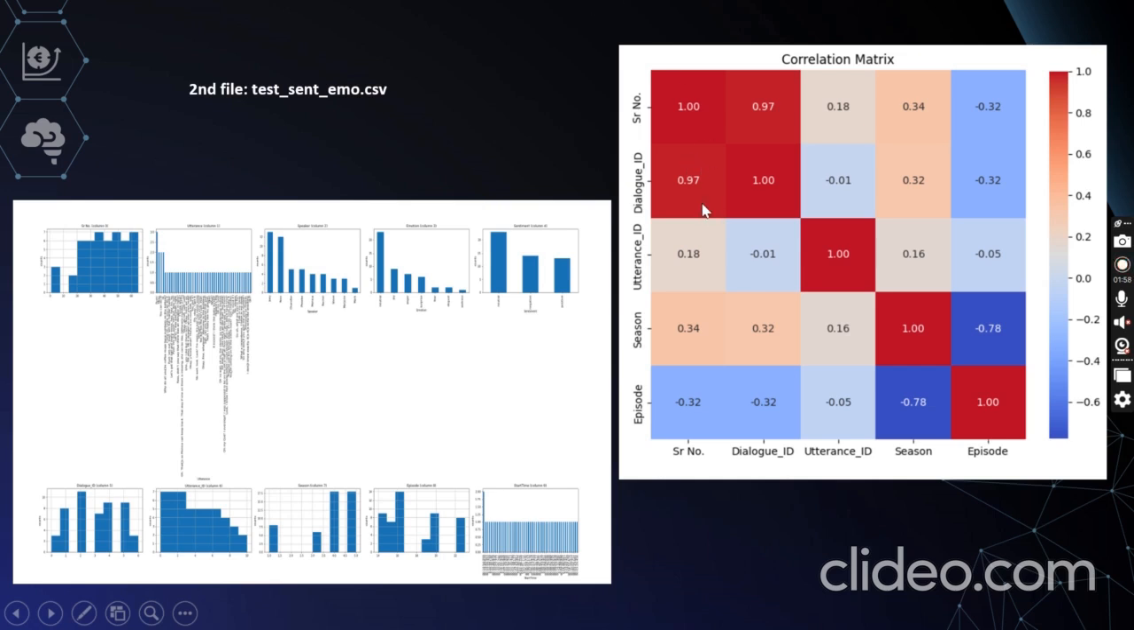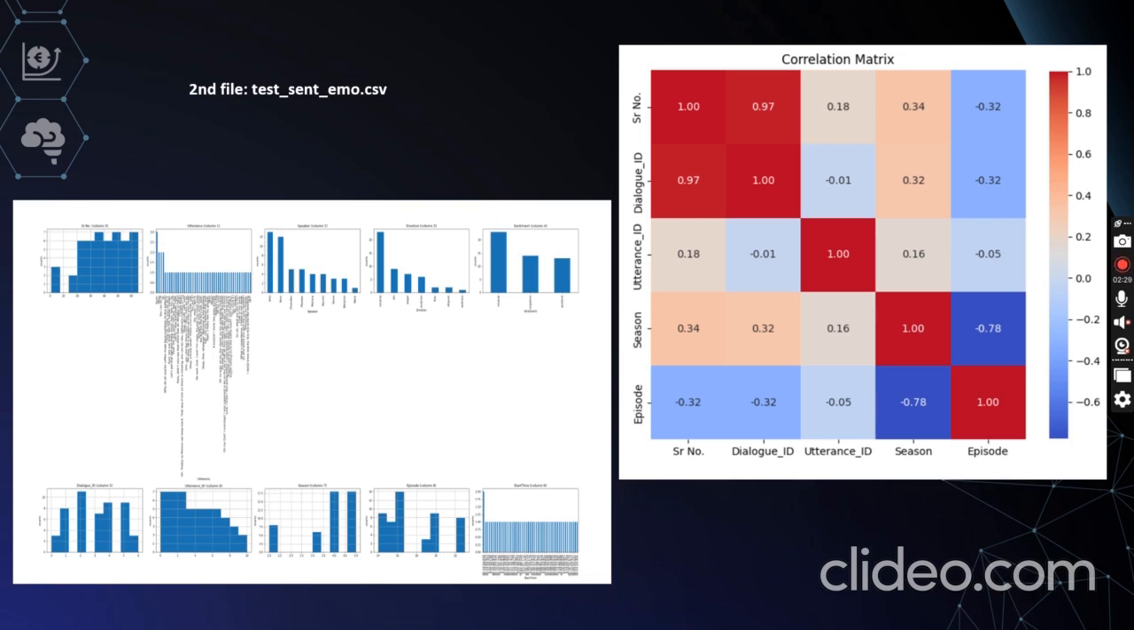Utterance ID has very low or near zero correlation with most other variables, suggesting that the number of utterances per dialogue varies and is not tied to order, season, or episode. Season and episode show a strong negative correlation of minus 0.78, indicating that higher seasons tend to contain lower episode numbers in this subset, or vice versa. This could be due to selective episode sampling in the test set.